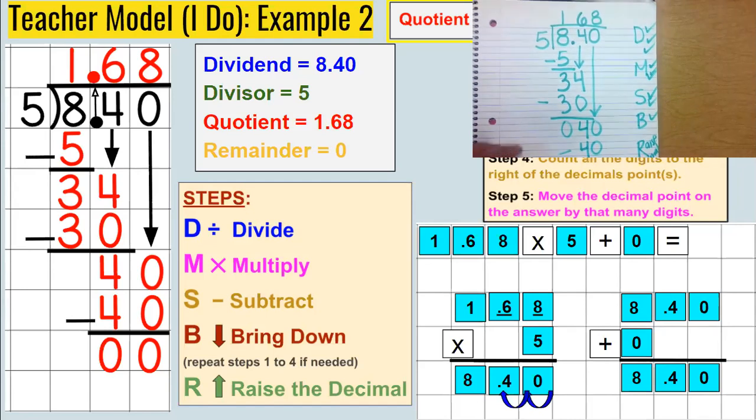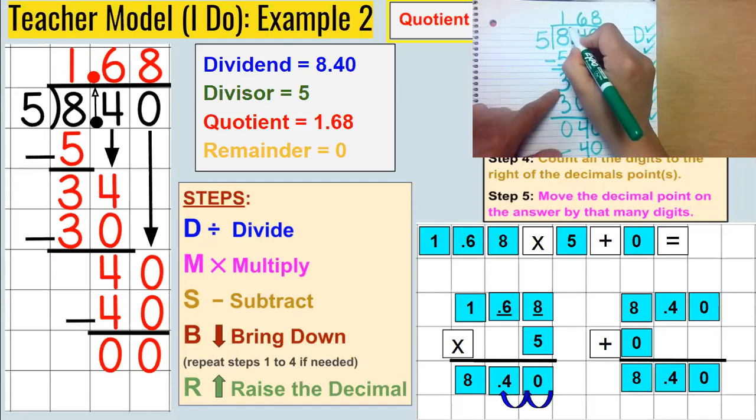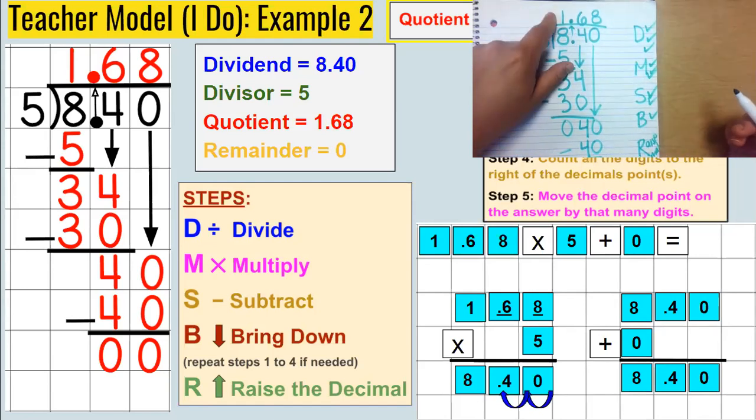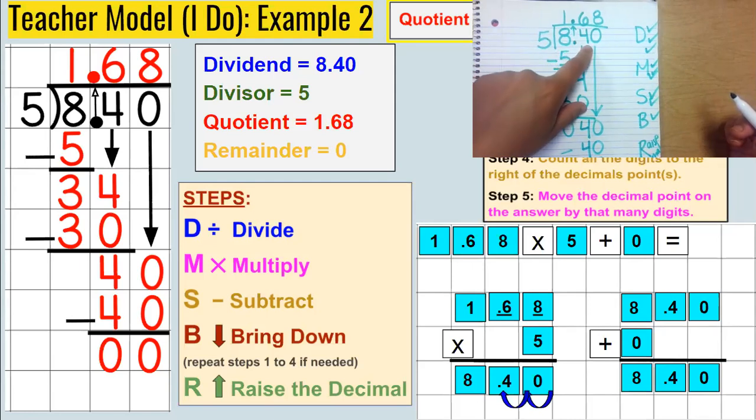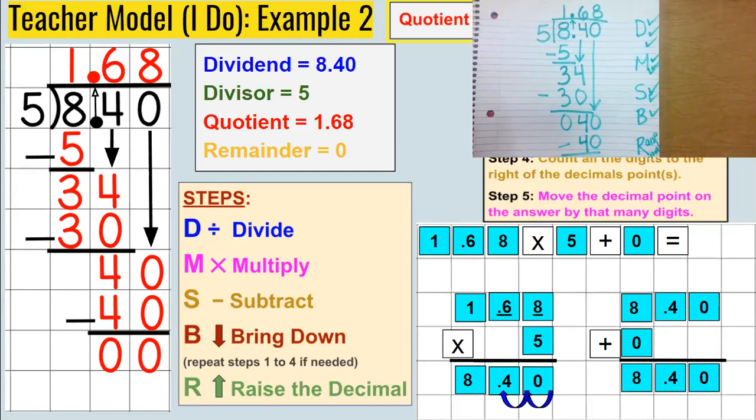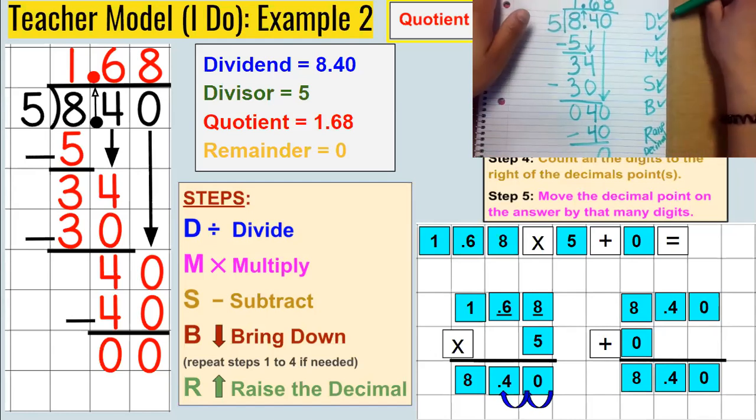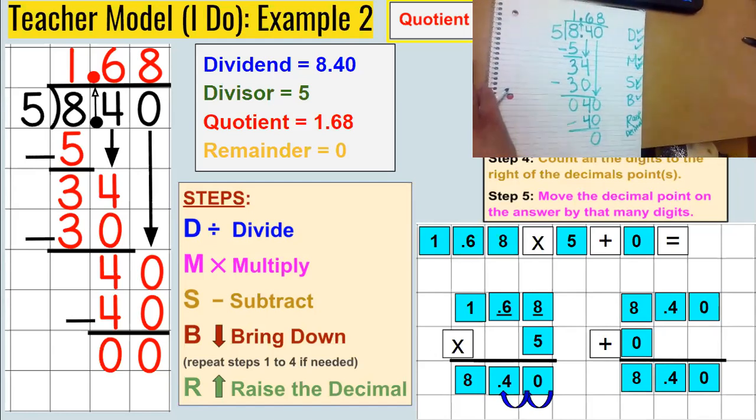raise the decimal. So that means my decimal is going to go right above where it is. And that means that 1 and 68 hundredths should give me 8 and 40 hundredths. Any questions on my division here so far?